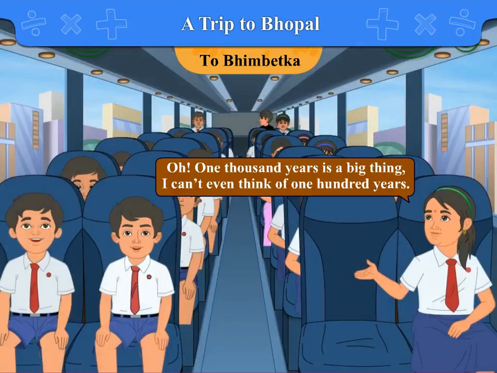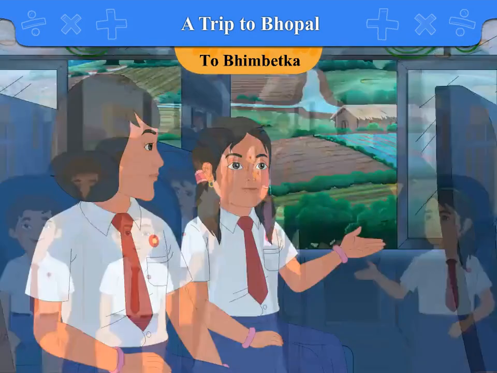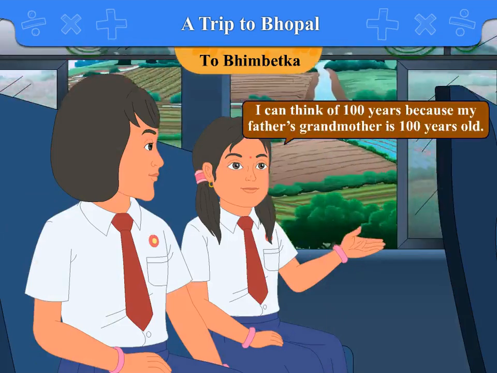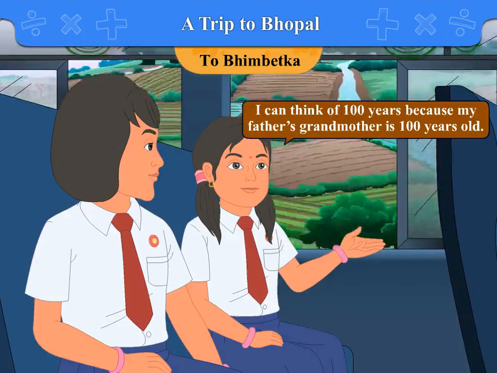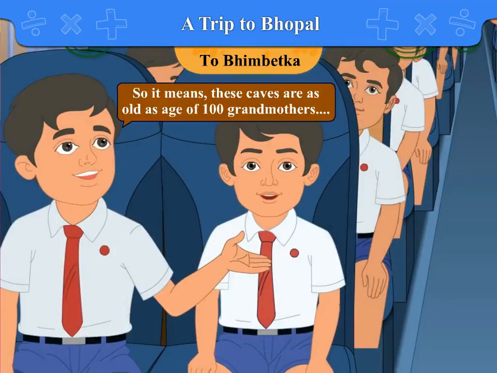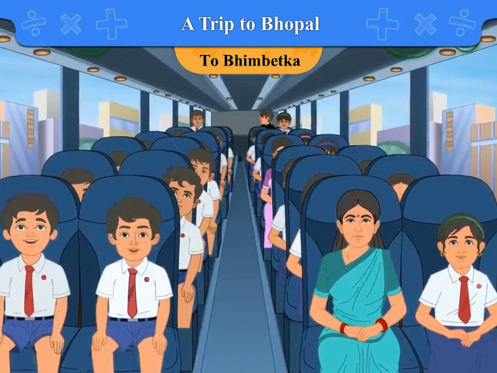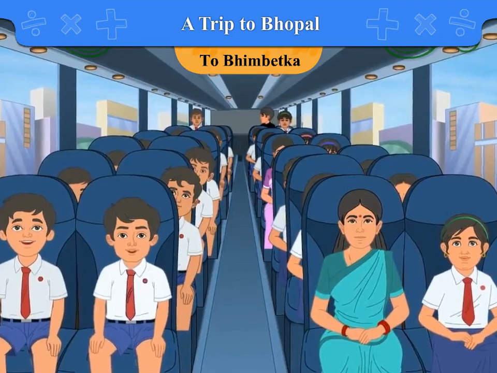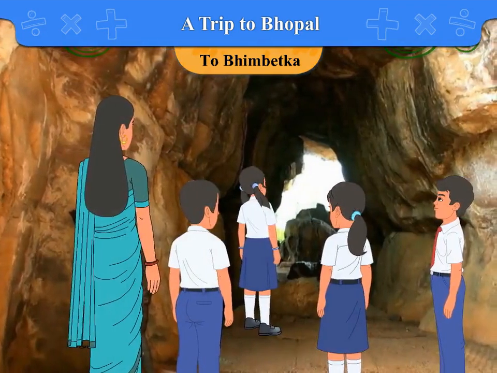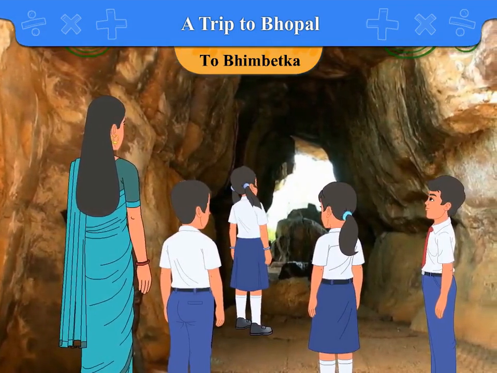Gopi says, "Oh, 1,000 years is a big thing. I can't even think of 100 years." Gauri says, "I can think of 100 years because my grandfather's grandmother is 100 years old." Manjit says, "So it means these caves are as old as the age of 100 grandmothers." All children started laughing. Everybody burst into laughter. Ha ha ha. Now, the children are really excited to see the cave paintings.